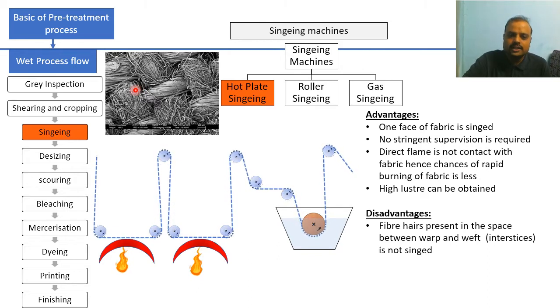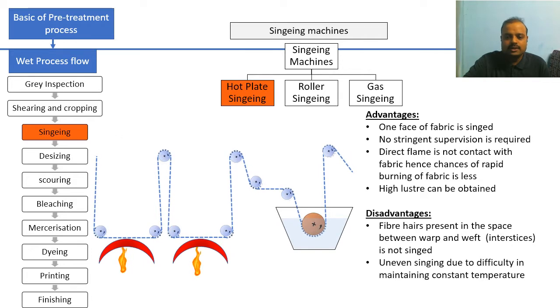This is one of the disadvantages, right? The fabric is just singed over the surface, but the fibers, the hairiness present in the space between the warp and weft, will not be singed by this machine. So this is one of the disadvantages of this machine. Next disadvantage is about uneven singeing due to non-controllable temperature.